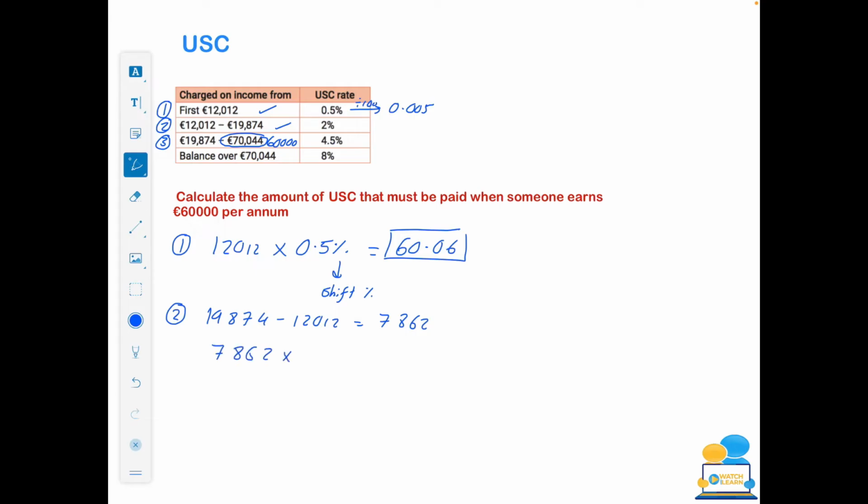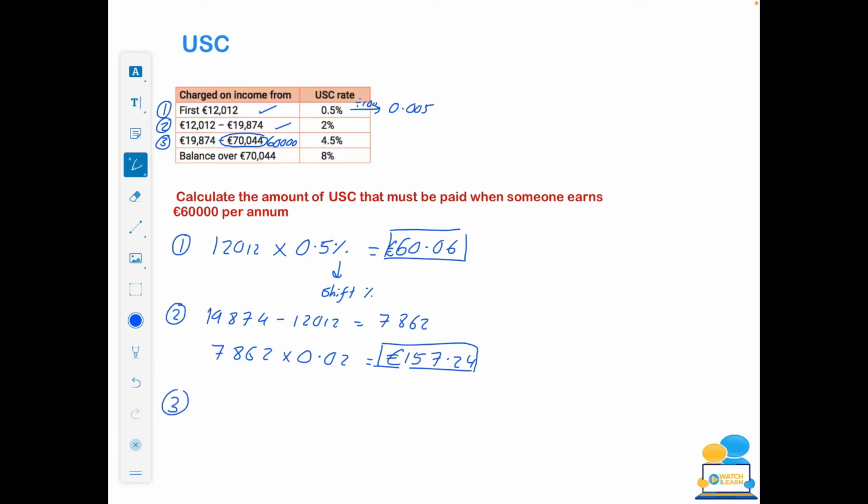So we're going to do 7,862 multiplied by, now again you could put 2% into your calculator, or you could change to a decimal. I'm going to go 0.02. So 7,862 by 0.02, or by 2%, will give me 157.24. That's the USC she must pay on that middle chunk.